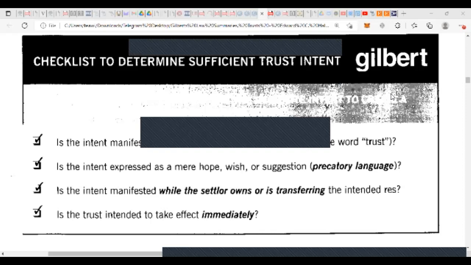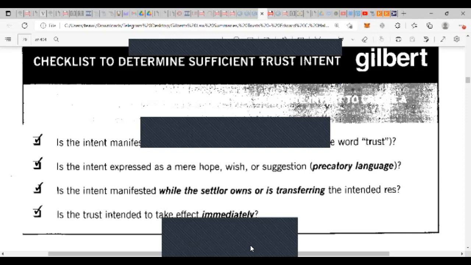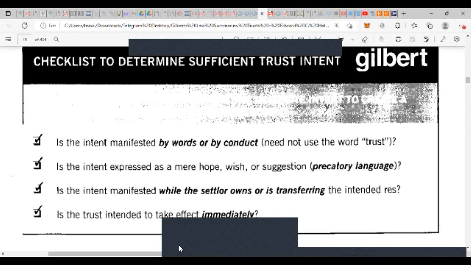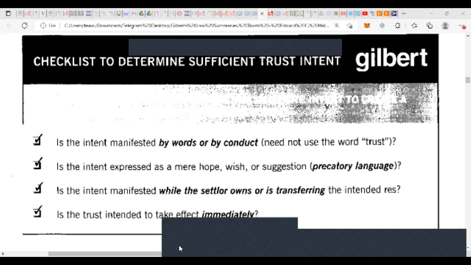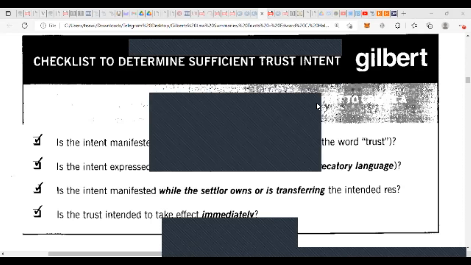So a checklist to determine sufficient trust intent. Number one is the intent.